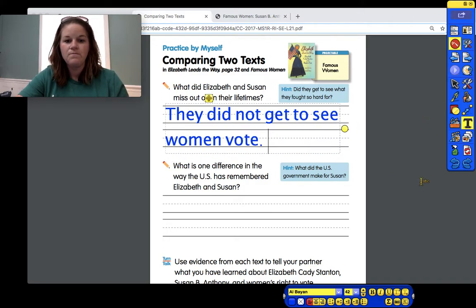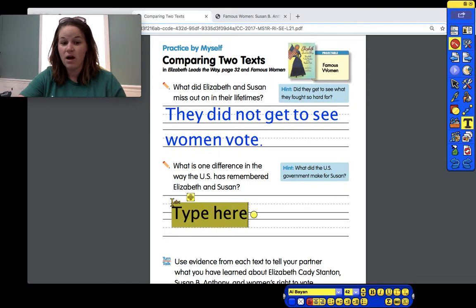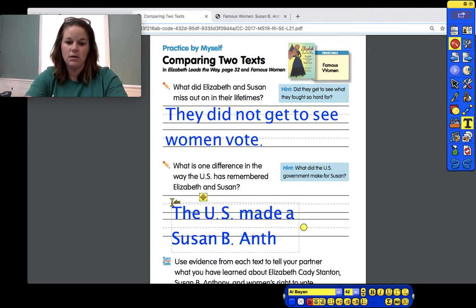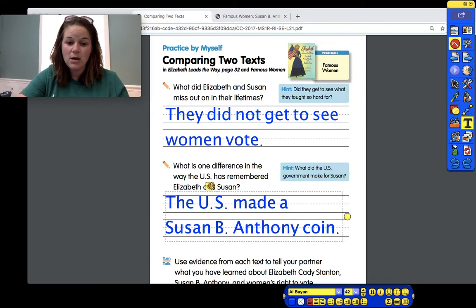All right. Now the next question says, what is one difference in the way the U.S. has remembered Elizabeth and Susan? So the hint says, what did the U.S. government make for Susan? So think about that. All right, the U.S. made a Susan B. Anthony, can't type today, coin. But they did not make a coin for Elizabeth Cady Stanton.